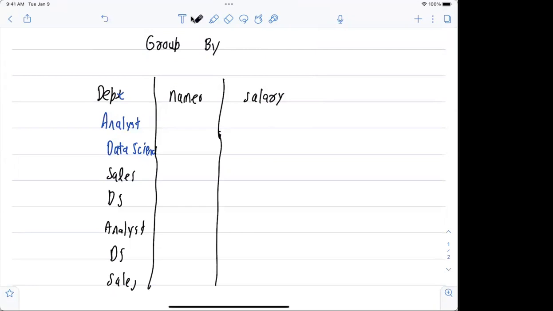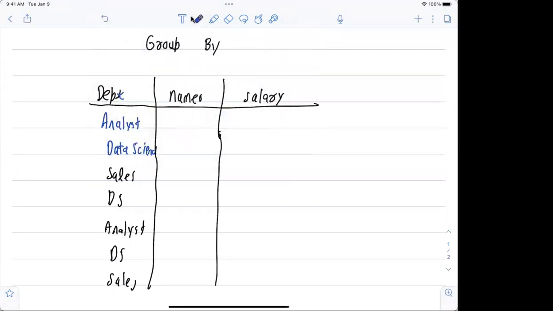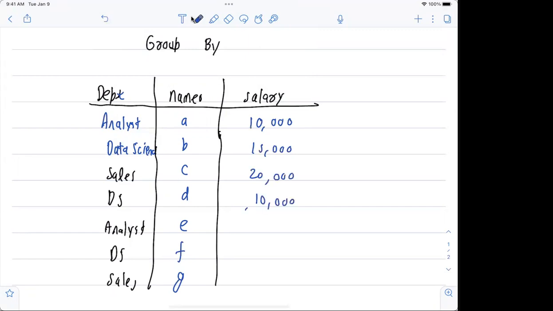Now, in all these departments, I have different people working. For example, if you look at this part, I have, let's say, person A, person B, person C, person D, person E, person F, person G. Now they have some salaries. Let's say this person is getting 10,000. This one is making, let's say, 15,000. This one is making 20,000. Again, this one is making 10,000. This one is also making 10,000. This one is also making 20,000. And this one is making 15,000.